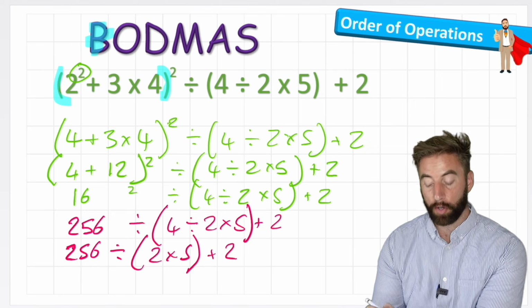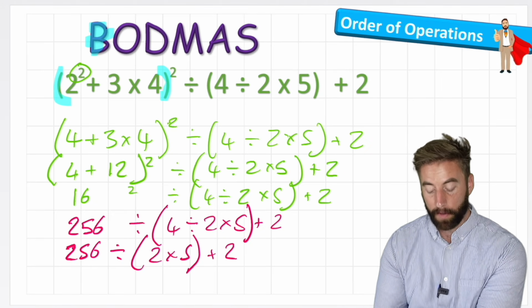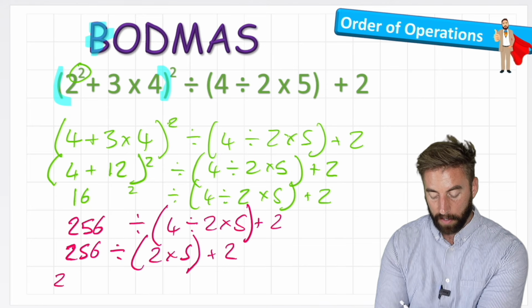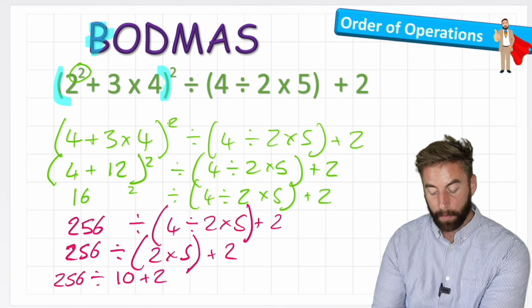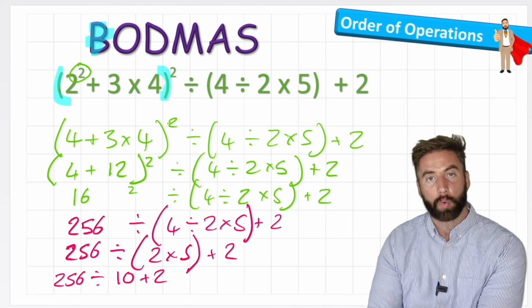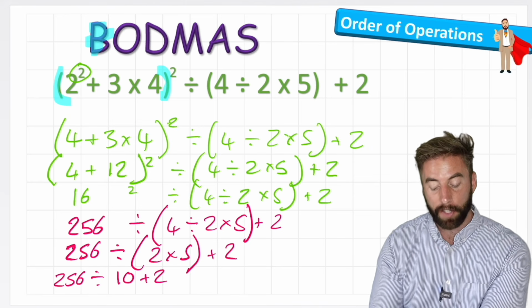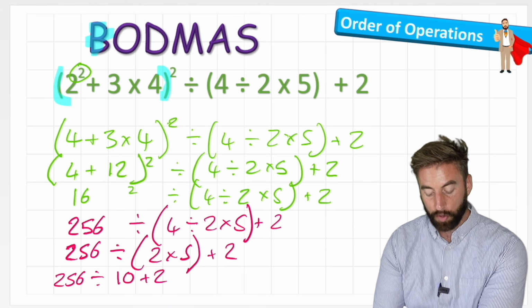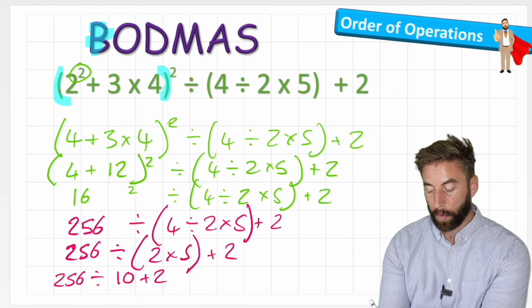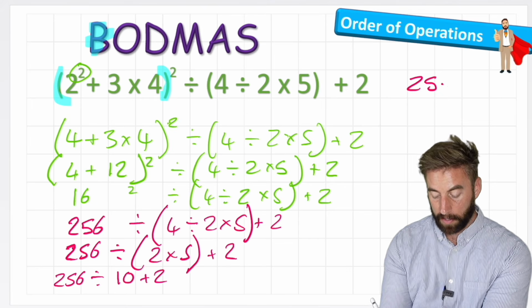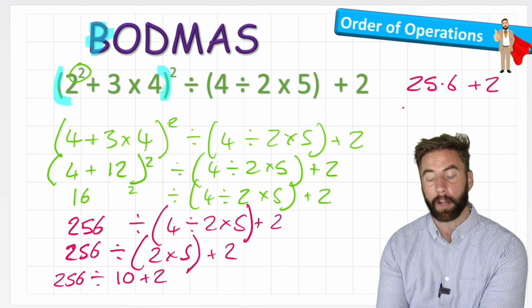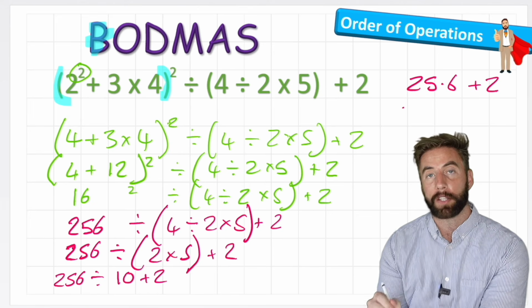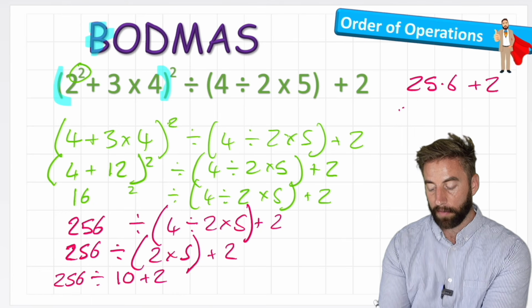And now in my next row I'm going to do the multiplication of this bracket, which is 2 times 5. So I'm ending up with 256 divided by 10. And now I've got rid of the bracket. And now I can see my question says 256 divided by 10 plus 2. And I'm going to have to work out the division first because that's first in my BODMAS before the addition. So I can do 256 divided by 10, which would be 25.6. And I'd have my plus 2. Now I'm ready for my final line, where I can solve the final part, the addition, and 25.6 plus 2 equals 27.